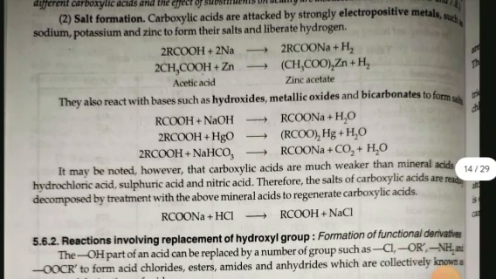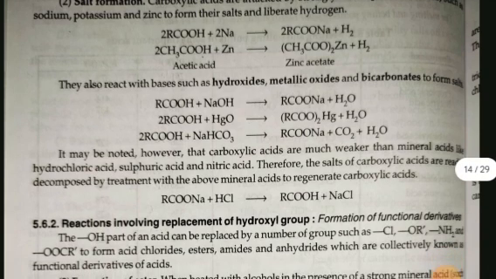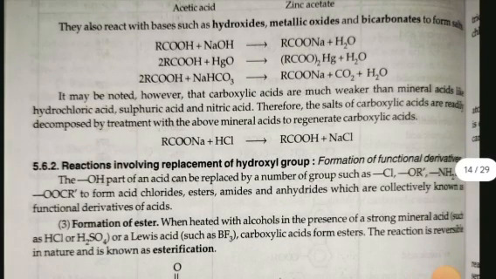Salt formation. Carboxylic acids are attacked by strongly electropositive metals such as sodium, potassium and zinc to form their salt and liberate hydrogen. For example, acetic acid plus zinc gives zinc acetate. They also react with bases such as hydroxide, metallic oxide, and bicarbonate to form salt.